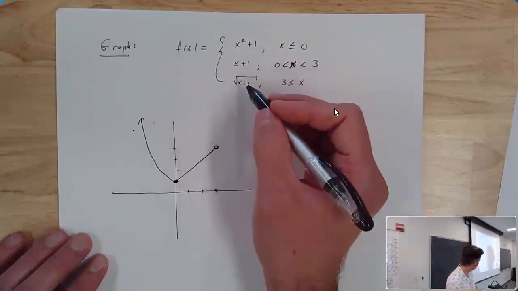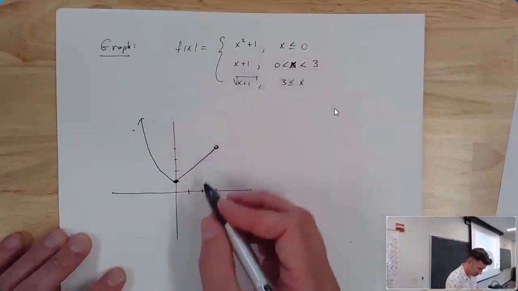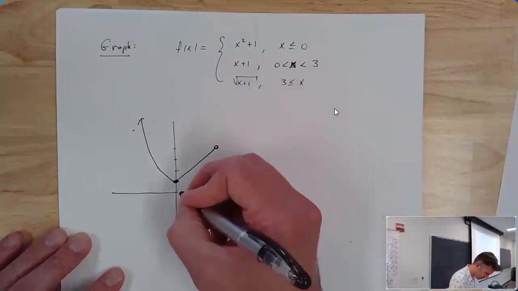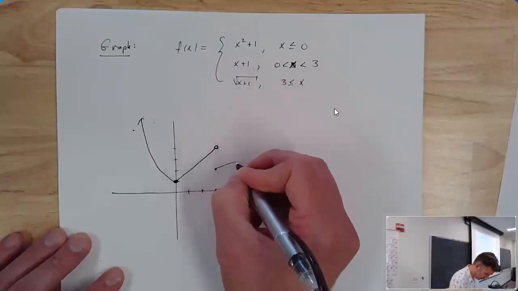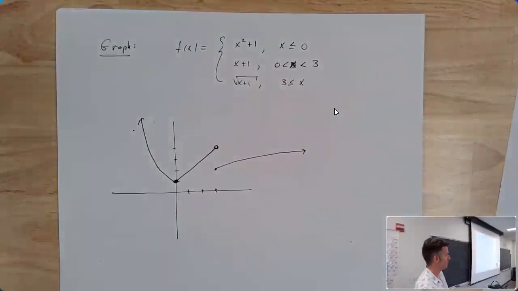And then the last part here, if I plug in 3 for x there, 3 plus 1 is 4, square root of 4 is 2. So I get the point 4, 2. And then it looks like the rest of a square root graph that kind of just goes off like that. So there's my piecewise function.